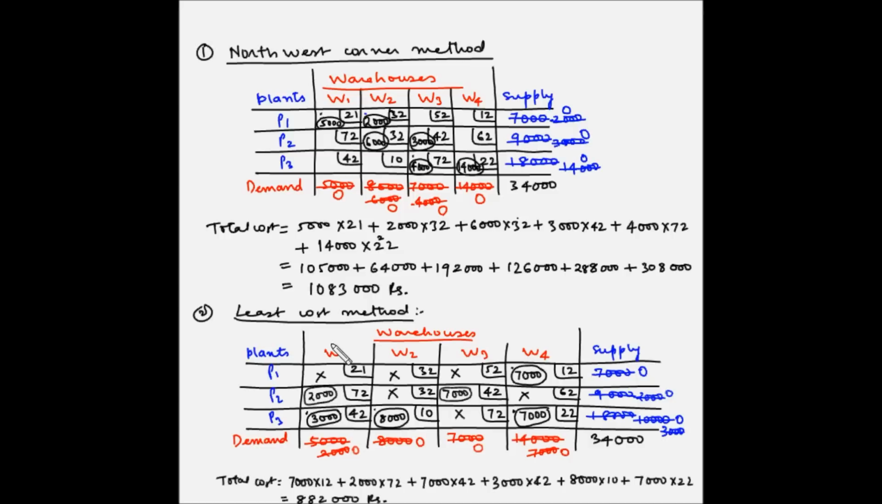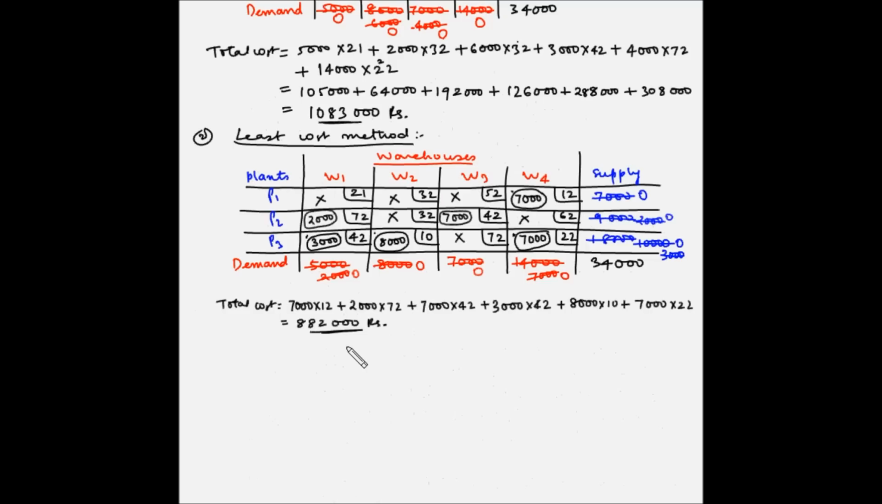So definitely there is a lot of improvement from the cost that we have achieved using the northwest corner method. We have been able to reduce the cost considerably. Now let's use the Vogel's approximation method to find out the basic initial feasible solution for this transportation problem.